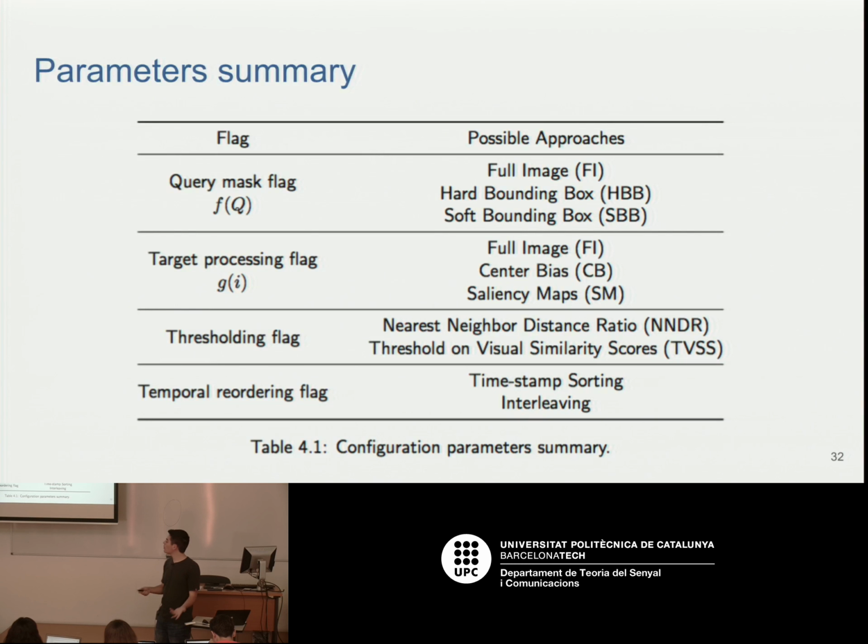So before showing you the results, I would like to summarize all the parameters that we have in the system. We have to decide how to pre-process the queries, which can be full image, hard bounding box, or soft bounding box. Then we have to decide what to do to the target images: full image, center bias, or saliency maps. We have to decide whether the threshold is adaptive or absolute. And finally, whether we use temporal diversity or not.